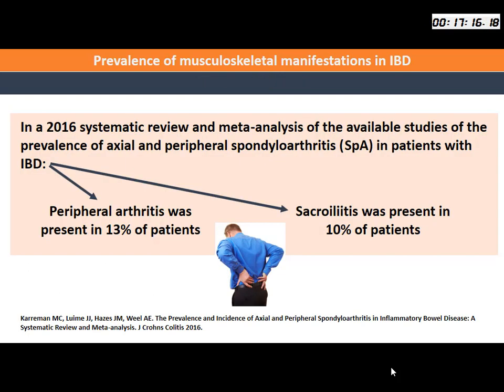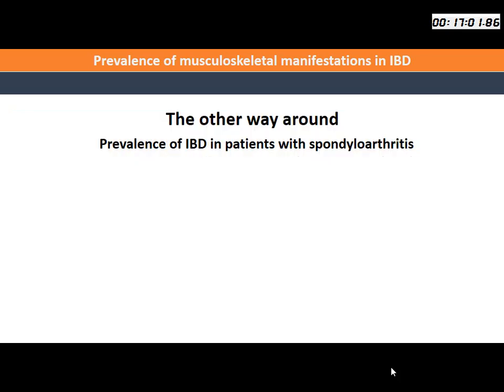So, how prevalent are the musculoskeletal features in IBD? They are prevalent enough: 10 to 13% of patients will have musculoskeletal manifestations, whether a peripheral arthritis or a sacroiliitis. The other way around is the prevalence of IBD in patients with spondyloarthritis. When we diagnose a patient with spondyloarthritis, it's not always a clear diagnosis. It doesn't have to be ankylosing spondylitis in particular, or psoriatic arthritis.